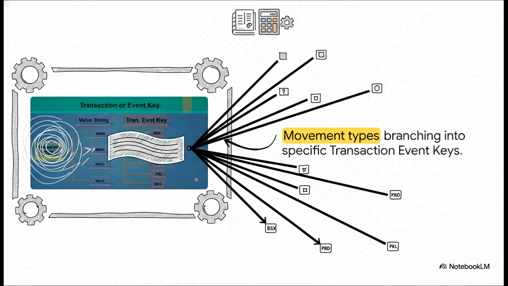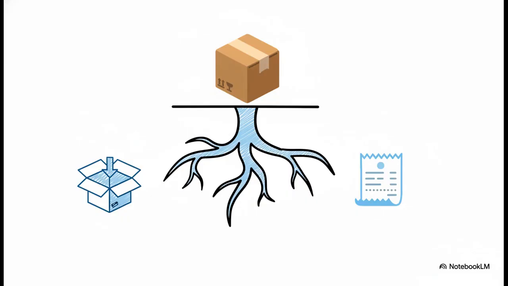Well, the first route asked, what is it? This second route pathway asks, what just happened to it? When an action occurs, a movement type generates what SAP calls a value string. From that value string, the action branches out into highly specific transaction or event keys. These keys are absolutely vital, guys, because they completely differentiate the account determination based on the specific business transaction that just went down. Let's make this super concrete.